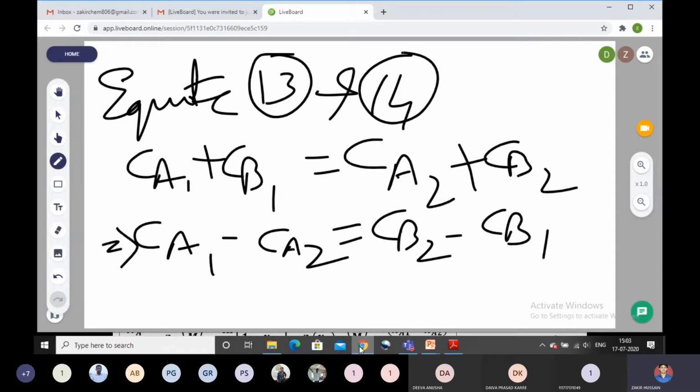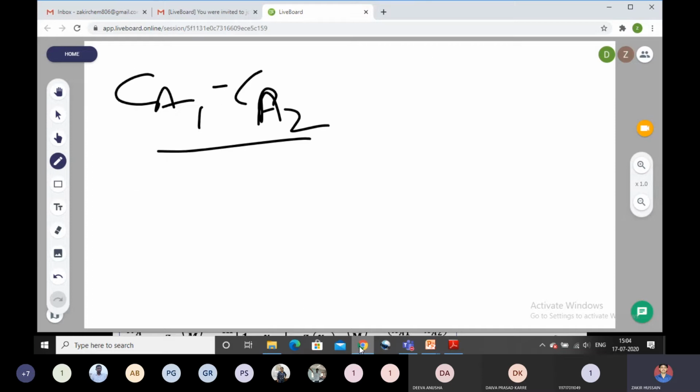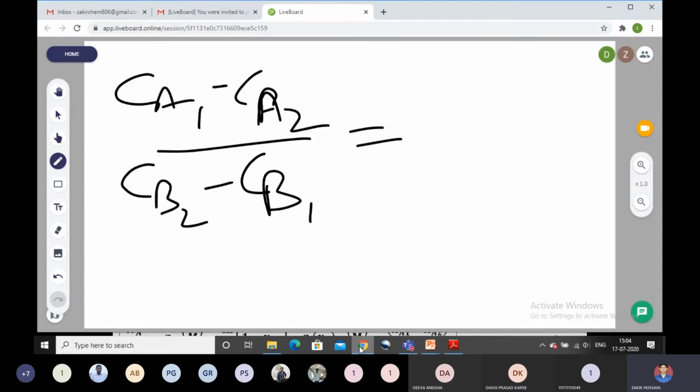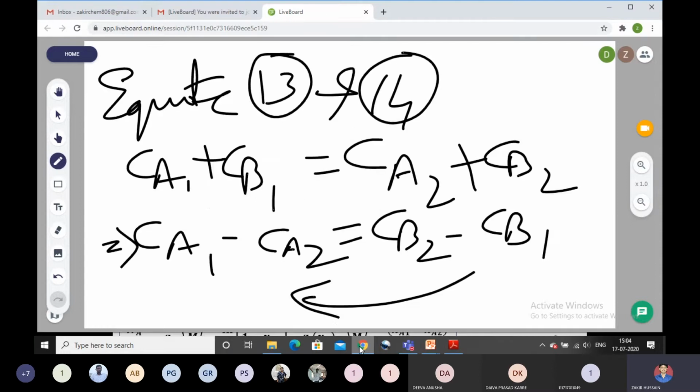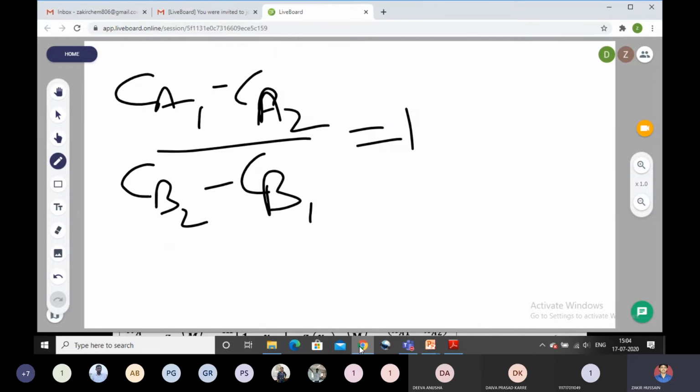So we can write this equation further. Ca1 minus Ca2 divided by, just send these to the bottom, Cb2 minus Cb1, is equal to 1. This you can consider equation 17.